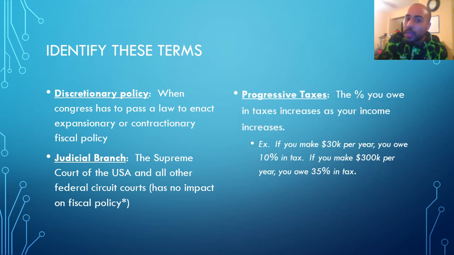Now, progressive taxes, we did talk about that. Just remember, that means that the percentage of tax that you owe to the government increases as your income increases. So for example, if you make $30,000 a year, you owe about 10% of that in taxes, so like $3,000. But if you make $300,000 a year, you actually owe about 35% of that in taxes. So, my gosh, I think that would be about $90,000 or so. It's a lot of money, okay?